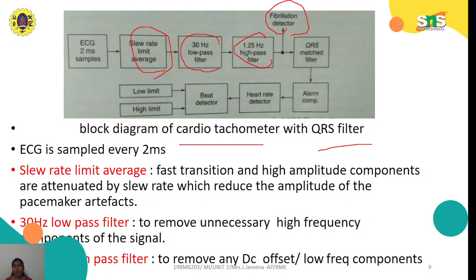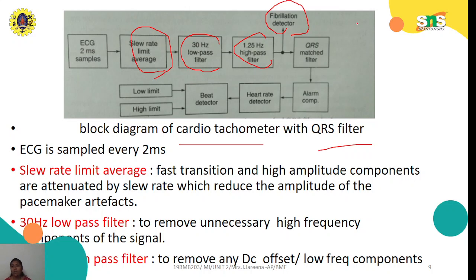In case, while taking the reading, the patient is subjected to any kind of fibrillation due to abnormal activity of the heart, this fibrillation detector will detect the fibrillation to alert the physicians, doctors and the patients to take some immediate action in order to recover the state of the heart.